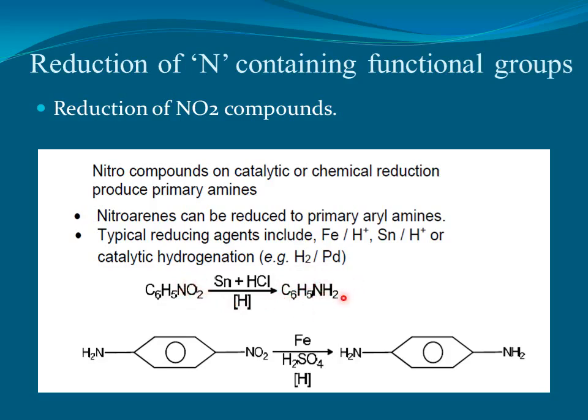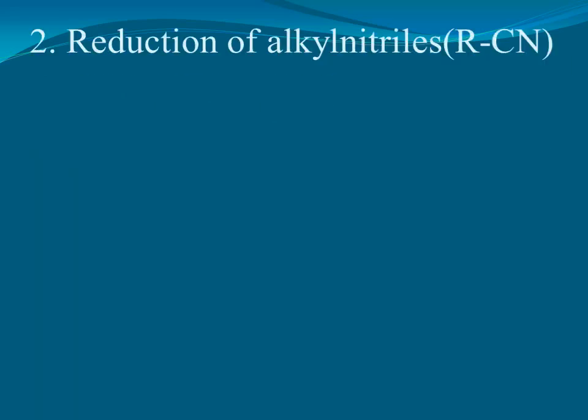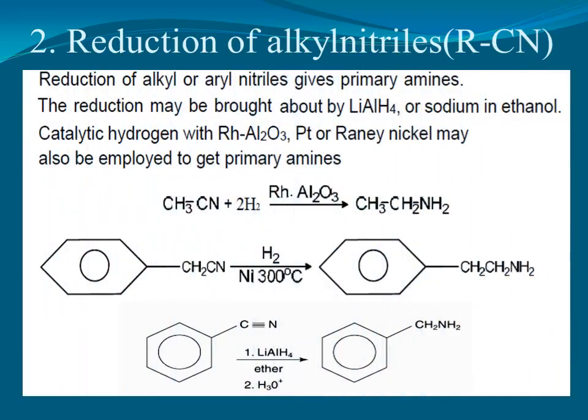Similarly, in the other example, you can see that this NO2 in the presence of iron and acid is reduced to NH2 group, giving us para-diaminobenzene. The second nitrogen containing functional group are nitriles. So we are going to study the reduction of alkyl nitriles to produce amines. Reduction of alkyl or aryl nitriles gives primary amines.